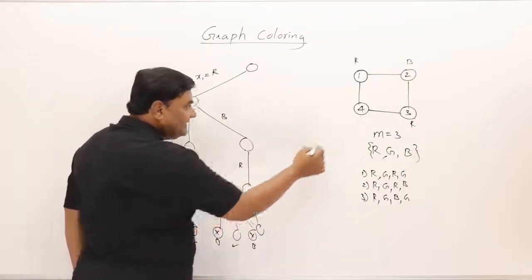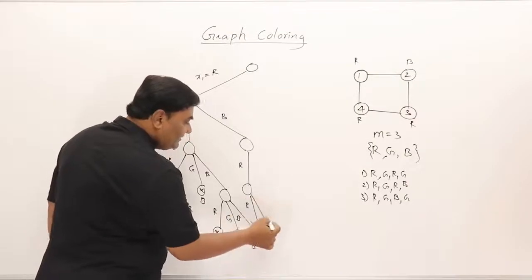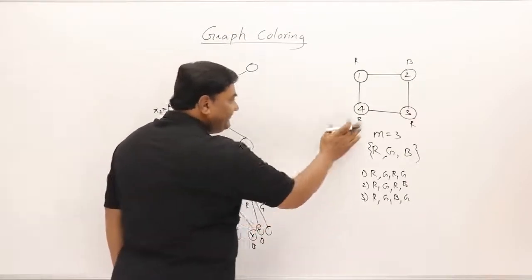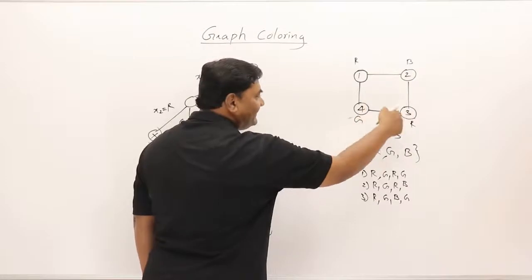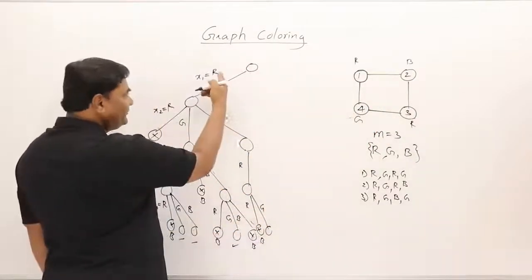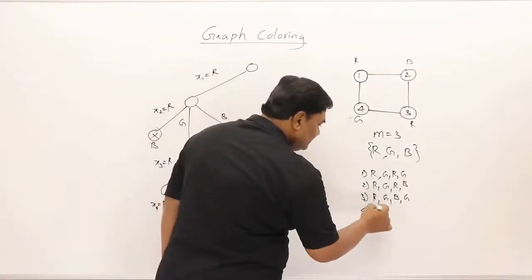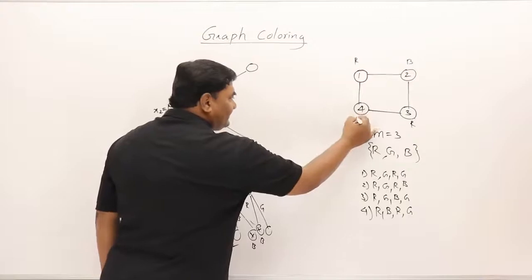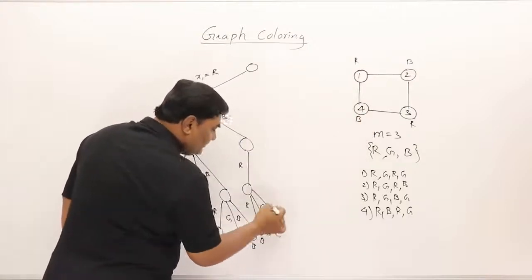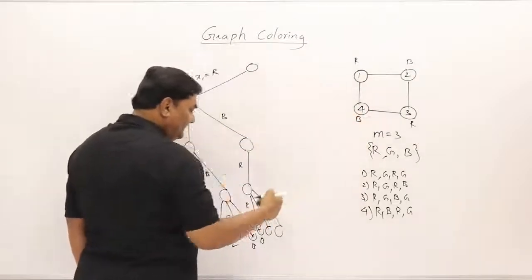Can I give red color here? Red color? No. This is killed with the bounding function. Then green color, can I give? Yes, the adjacent vertices are red, so this can be given. So I have one more solution now, that is RBRG. Now for the fourth vertex, I'll try color blue. Yes, blue can also be given. Its adjacent vertices are not having that color.